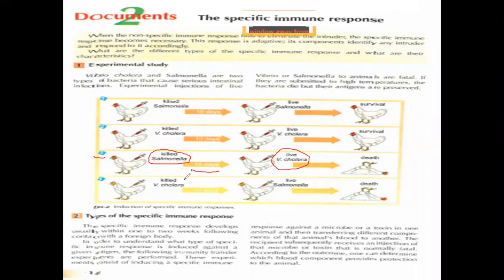However, in experiment 4, I injected killed Vibrio cholera, but after 10 days I gave live Salmonella. So it died. Why? Because killed Salmonella protects against live Salmonella, while killed Vibrio cholera protects against live Vibrio cholera, not against live Salmonella. So this shows that the immune response is specific. The antibody against Salmonella protects me against Salmonella, not against Vibrio cholera. Likewise, if I take a vaccine against coronavirus, it doesn't protect me from AIDS, for example. So this shows that the immune response is specific.